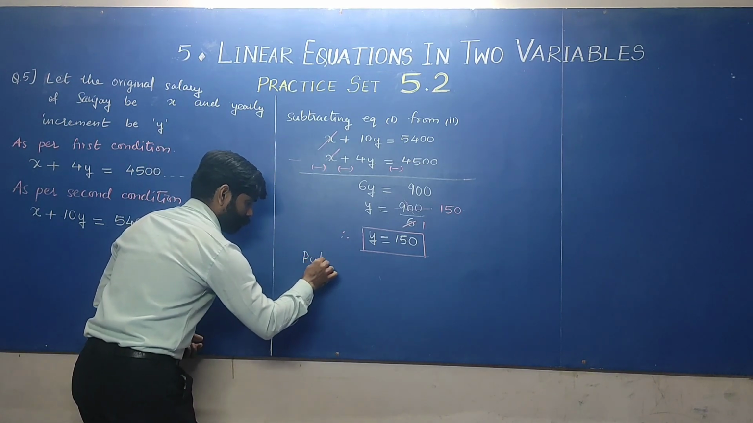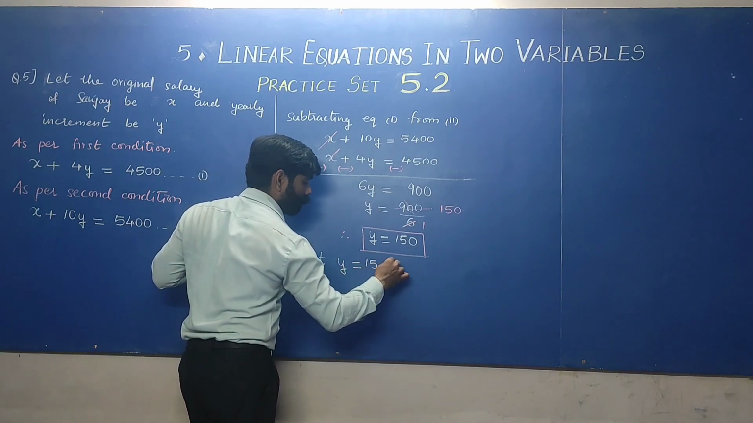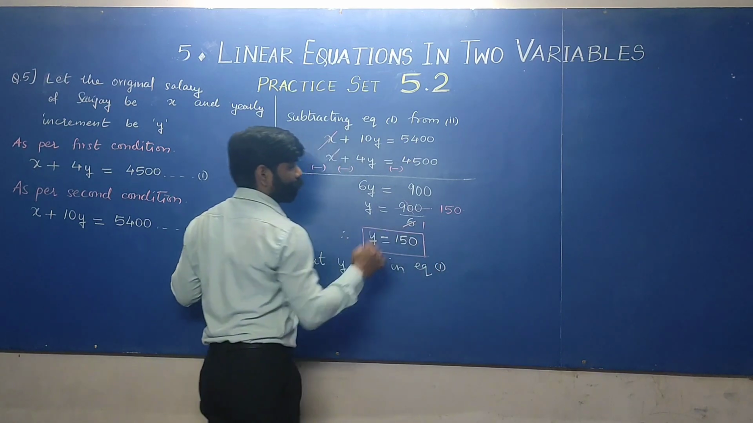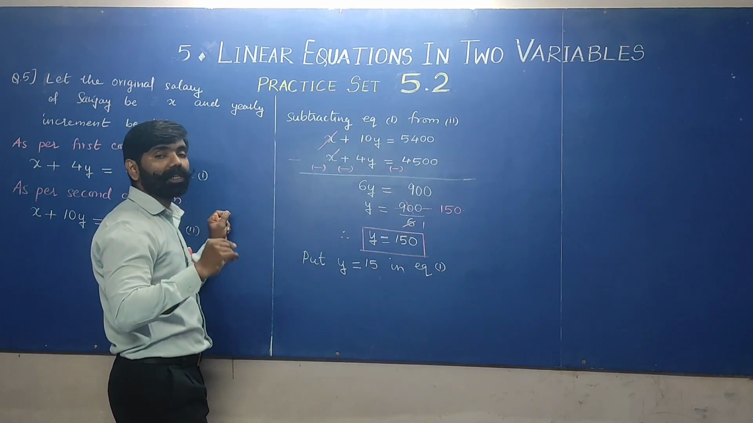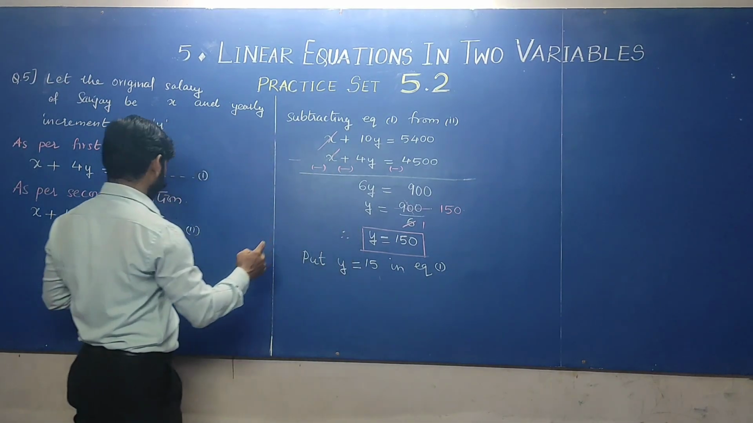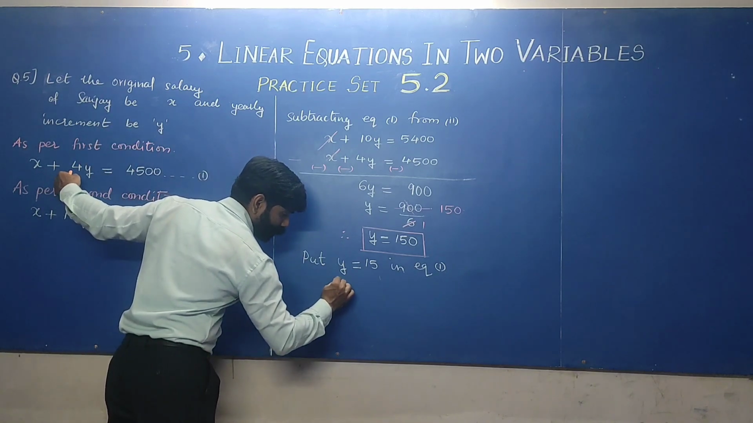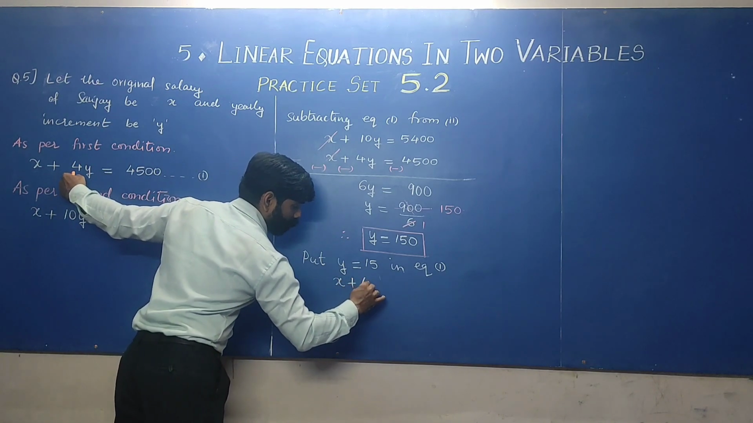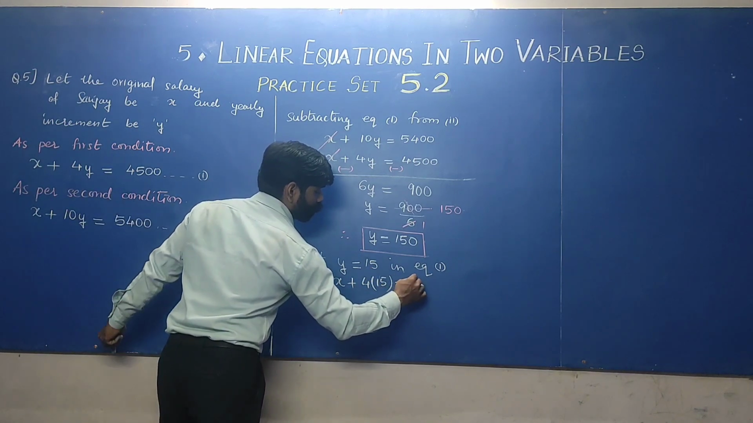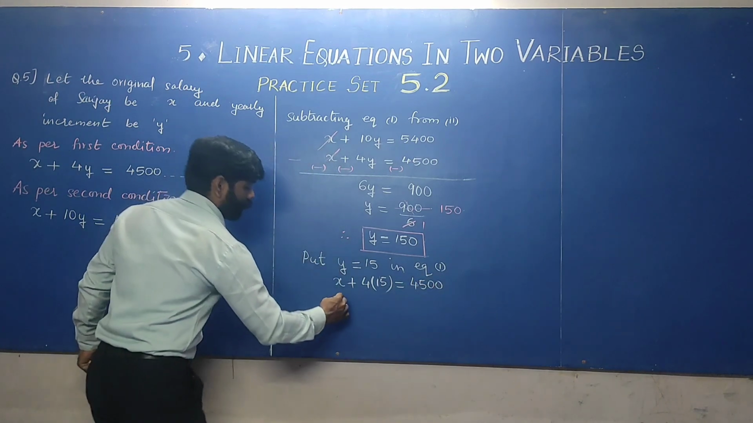Okay, now we are going to put this y in any of our equations. Put y is equal to 150 in equation number 1. Why are we putting this? Because we need to find the original salary, students. So I am putting in equation number 1. Let's see in equation number 1 what we will get. x plus 4, y's value is 15. We are putting 15 is equal to 4500.